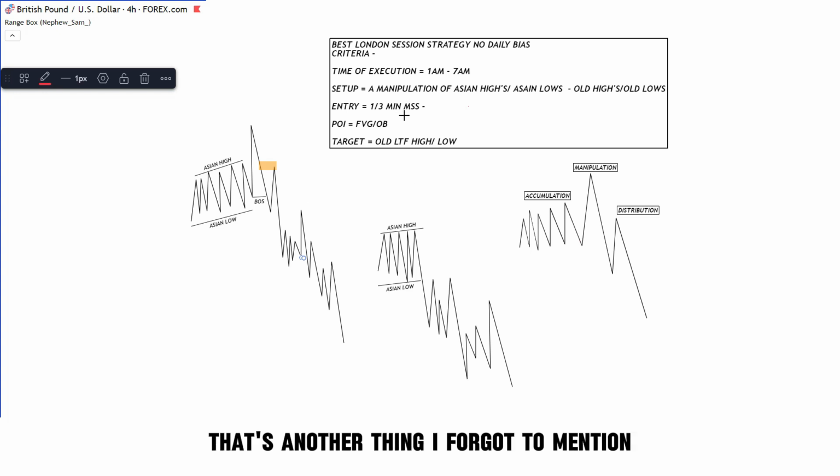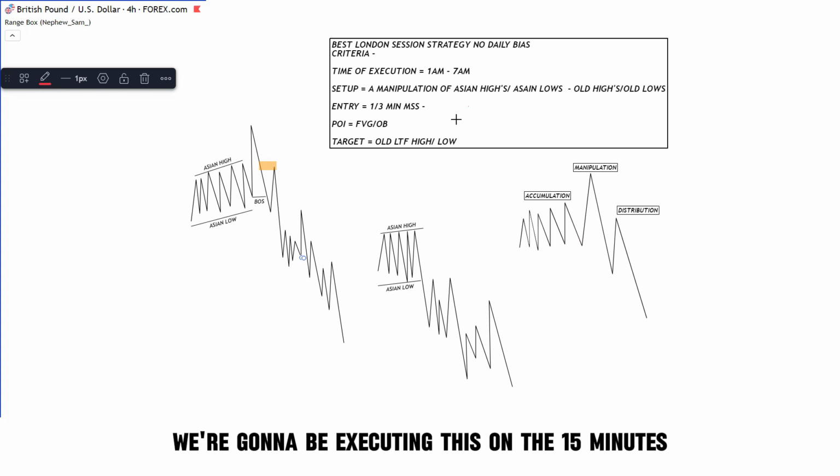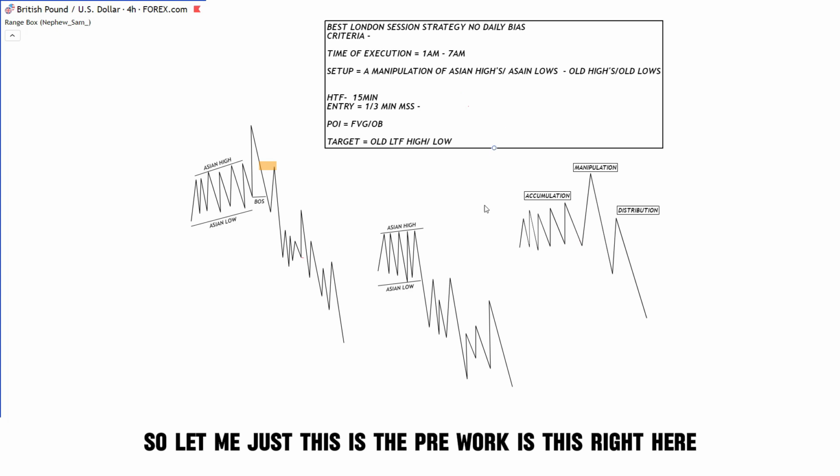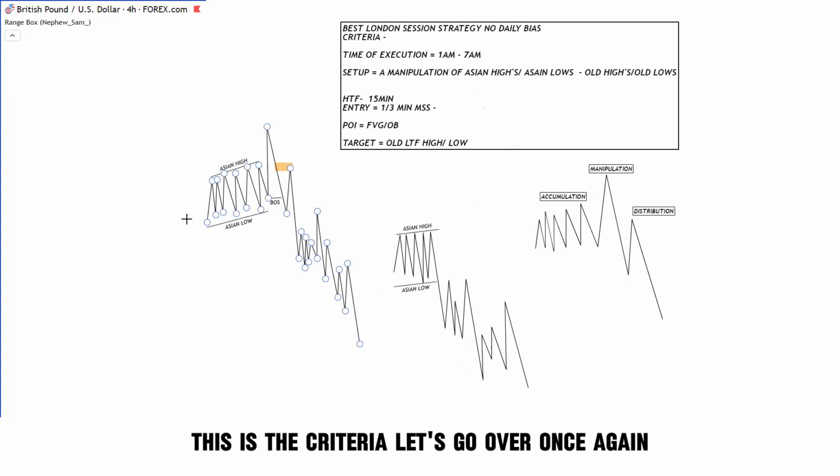That's another thing I forgot to mention. We're going to be executing this on the 15 minute time frames, but we scale down to the 1 to 3 minute time frame. So this is the prerequisites right here. This is the criteria. Let's go over it once again.